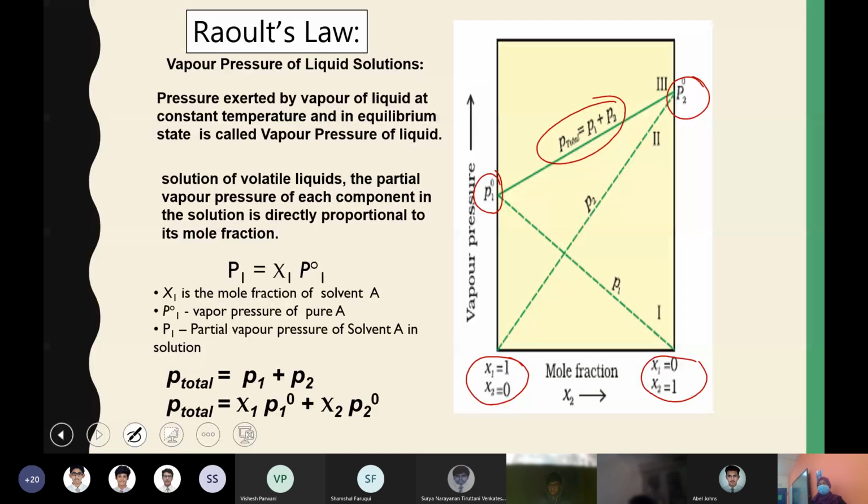You can either show only how the component 1 mole fraction and its vapor pressure is varying alone separately, or you can plot how for the second component the vapor pressure and mole fraction is changing, or you can show separately how P total is changing across the different concentration. So like that you can plot 3 of them separately, but 3 of them is shown together in one graph. So direct relation only, it's actually a straight line. Directly proportional means you will get a straight line.